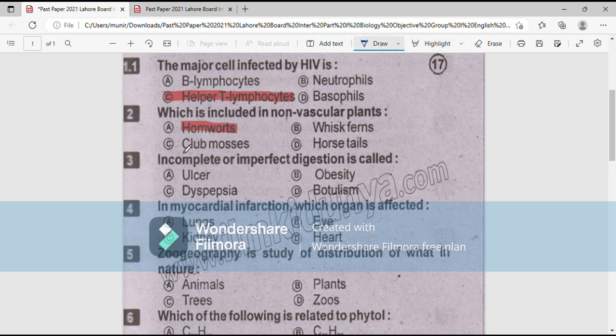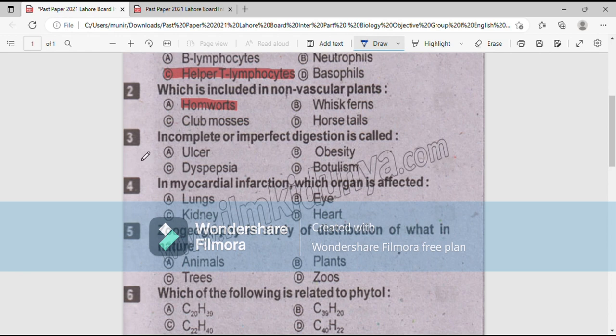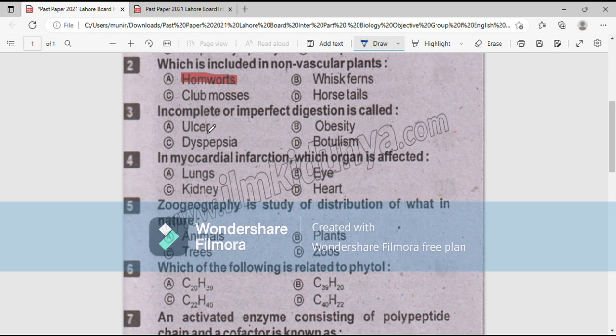Next, we are moving toward MCQ number 3: incomplete or imperfect digestion is called. The first option is ulcer. You know that an ulcer is simply a sore in the lining of any of your organs like the stomach or small intestine or esophagus. So this is not the correct option.